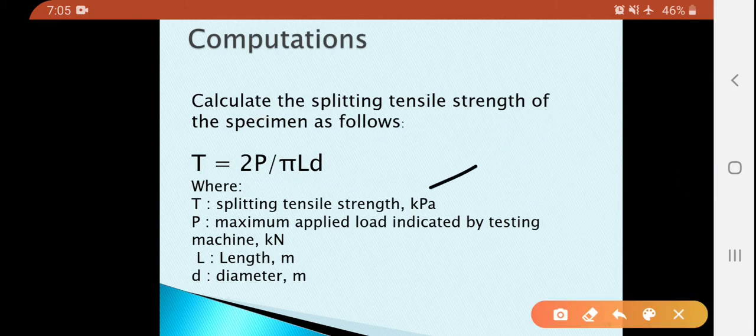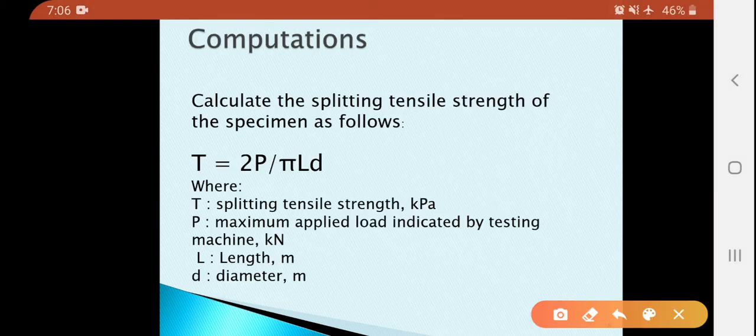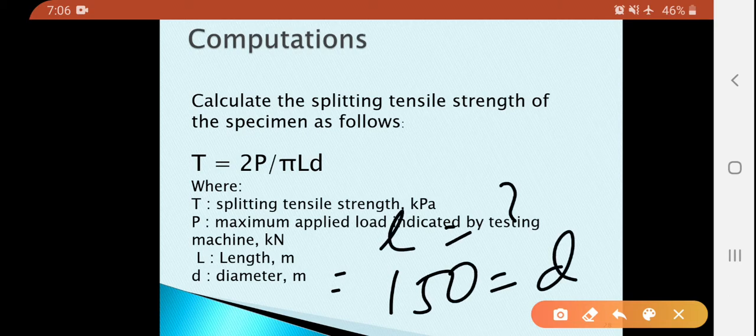T will be the splitting tensile strength, which is expressed in terms of kilopascal, similar to the compressive strength value. P will be the maximum applied load by the testing machine in terms of kilonewton or Newton. Usually they will take it in terms of kilonewton. L will be the length of the specimen and D will be the diameter of the specimen. As I already told, diameter will be 150 and length will be 300.